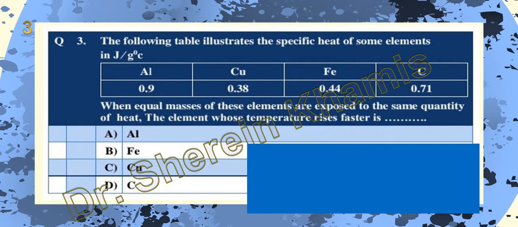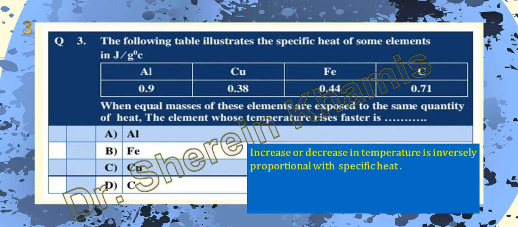So we have two factors, temperature and mass, constant. So the factor that will affect the rising temperature here will be what? It will be the specific heat of each substance. We said that the type of substance is the only factor that affects Q, the quantity of heat that we want to get at the end of a reaction. The element whose temperature rises faster is, okay, we have a general knowledge that we say an increase or decrease in temperature is inversely proportional to specific heat.